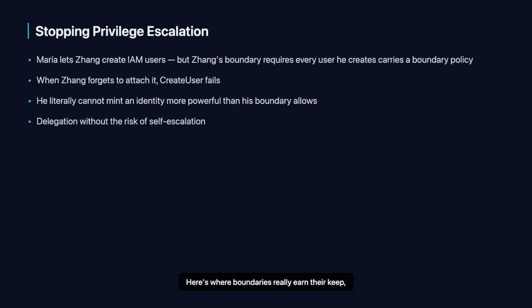Here's where boundaries really earn their keep, straight from Amazon Web Services' own example. Maria wants to let Jean create IAM users so Jean can help administer the account. But she doesn't want Jean minting super users, including a super user version of himself. So she requires that every user Jean creates must carry a boundary policy. Now when Jean forgets to attach that boundary, the create user call simply fails. He literally cannot build an identity more powerful than his own boundary permits. That's delegation without the risk of self-escalation. And self-escalation is the exact keyword to watch for.